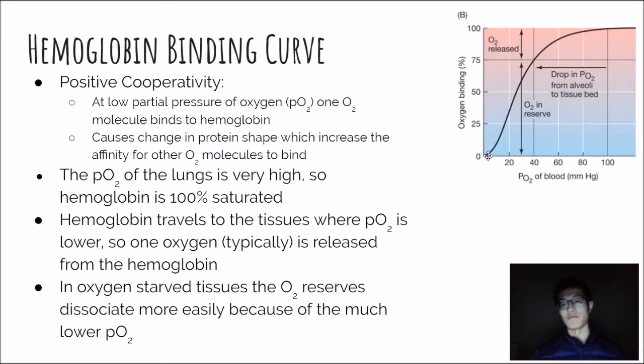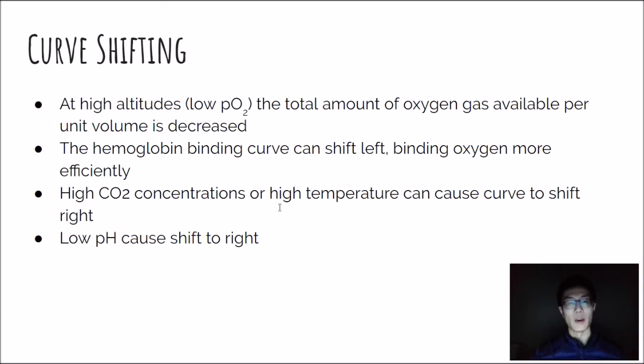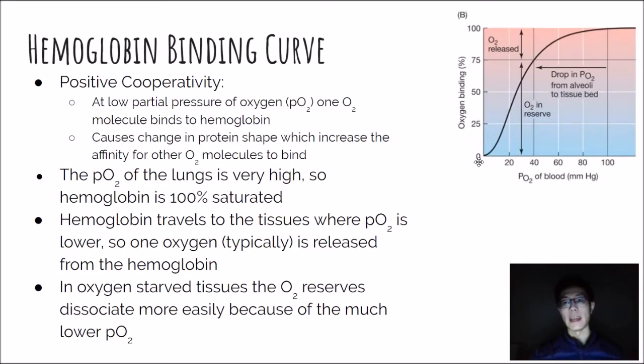So if you have a decrease in the pH, you're going to shift the curve slightly to the right. And we're decreasing the pH over here, low pH, that's going to shift to the right. If you have a high pH, that might actually cause the curve to shift slightly to the left.